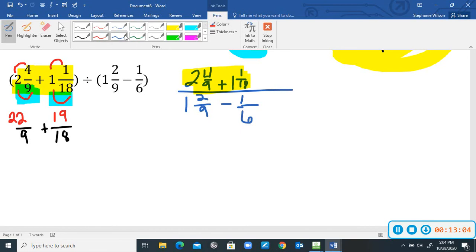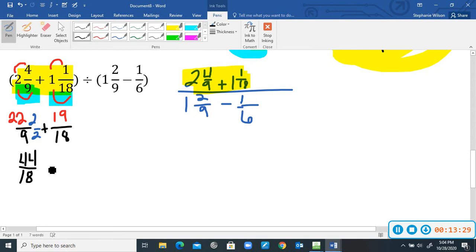So now I'm going to say, what is my least common denominator? Well, I notice I have 18 and I have 9. 18 will go in 18 and 9 will go in 18. So let's multiply this one fraction by 2 because it will give me 18. And when I do that, I get 22 times 2, which is 44 over 18 plus the 19 over 18. And now that my denominators are the same, I'm going to go ahead and write it all over the 18.